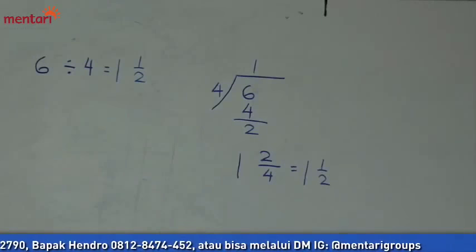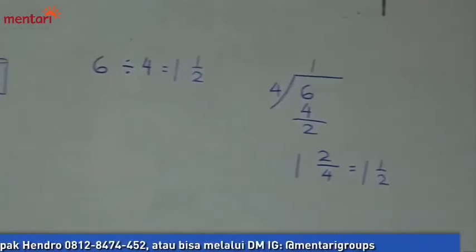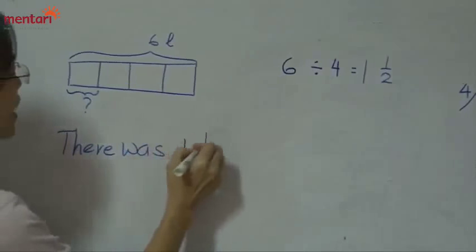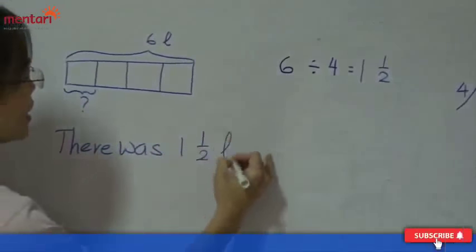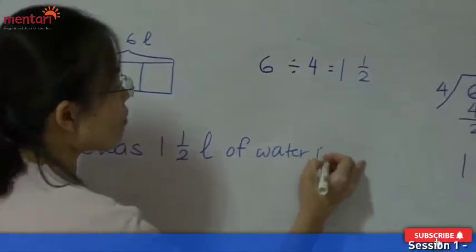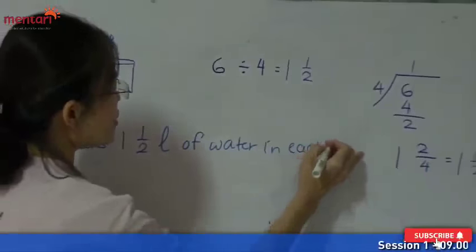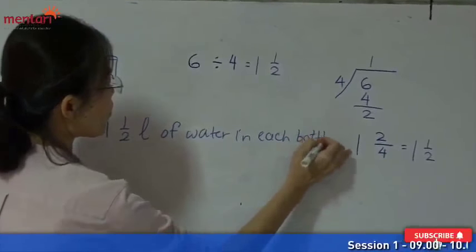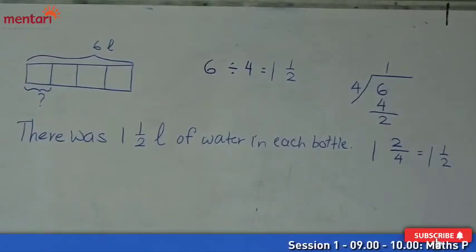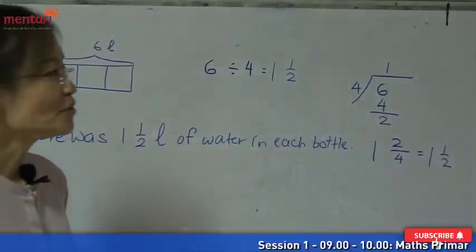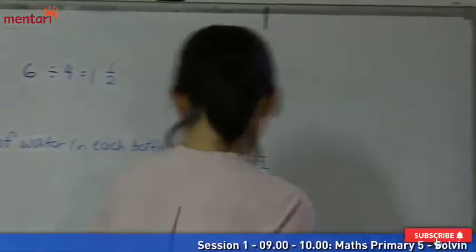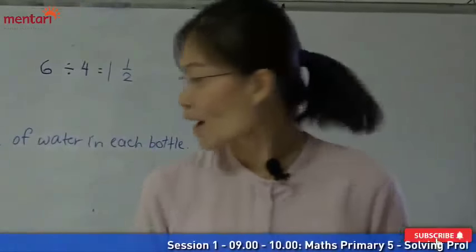And so, there was 1.5 liters of water in each bottle. Is that clear? Right. Let's move on to the next word problem. I think it should be okay.